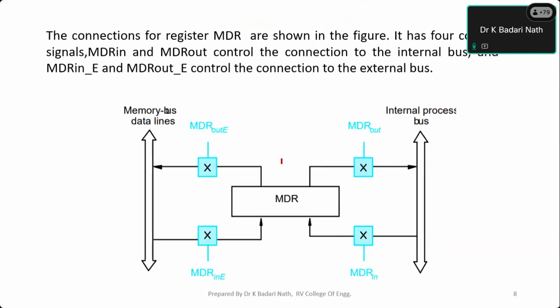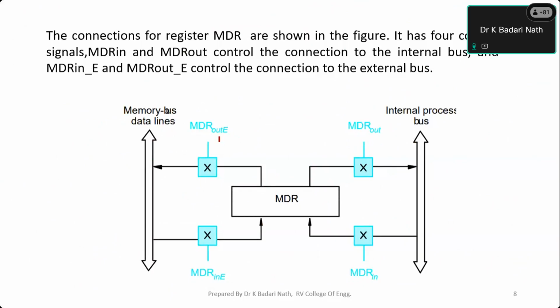Before we move to that sequence writing, we will see what control is provided for the MDR. As we know, MDR is bidirectional. When I want to write something into the MDR from the processor side, MDR in is used. Whenever we want to read from the MDR into the internal bus, we use what is called MDR out. Another two control signals are provided when we want to write MDR into the external memory data bus.